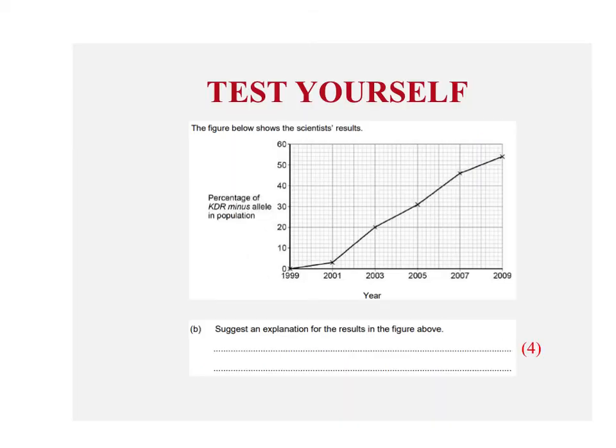Question 2. Suggest an explanation for the results in the figure above. So look at the pattern, say what you can see over time, and give a reason why the results are the way they are. Remember what KDR- means, how that affects the organism. Think about how it relates to DDT. It's 4 marks, so you need to give some detailed reasons as well. Pause. Play again in about 5 minutes.